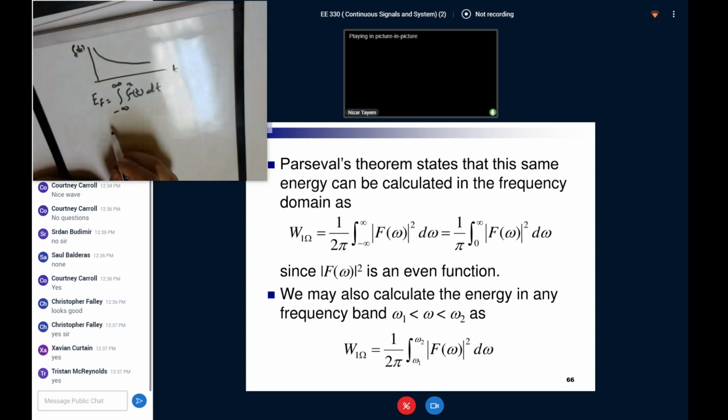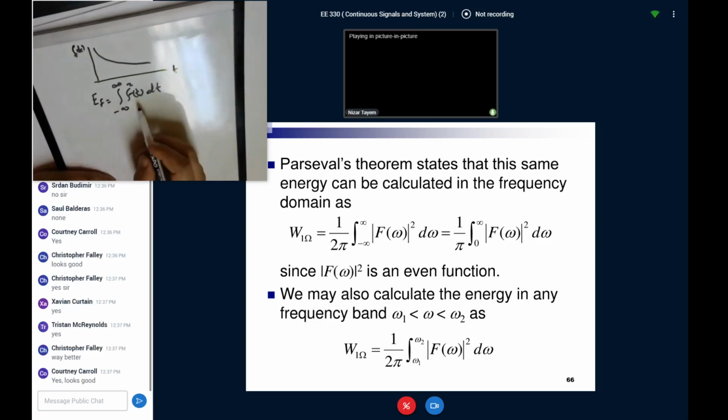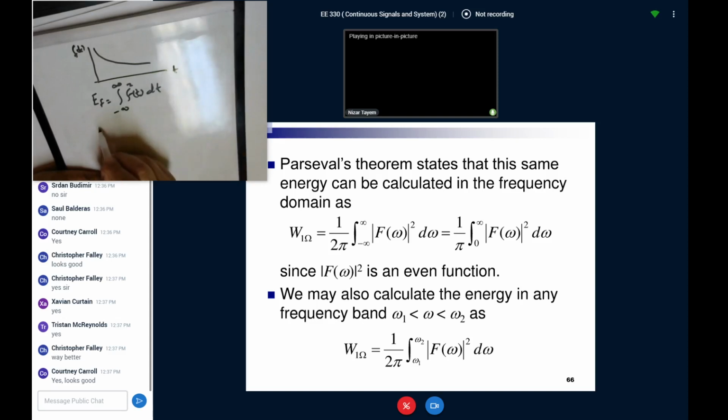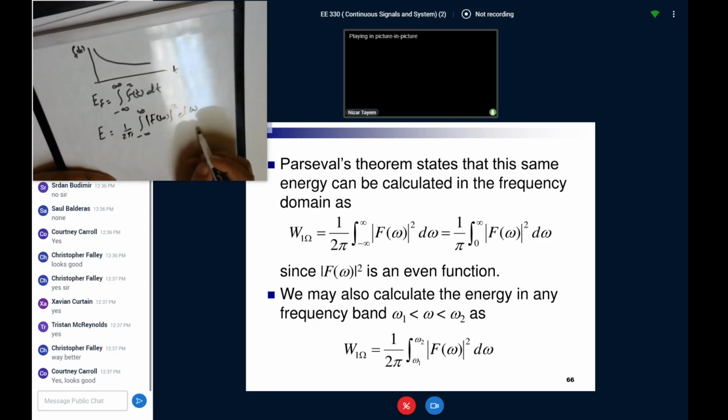Okay, very good. So if we know what is the function of the signal, simply we just substitute, we do the integral from minus infinity to infinity, f of t square dt. So then we can find out the energy of the signal. Another way to find the energy of the signal is using the frequency domain, which is energy is equal to 1 over 2 pi integral from minus infinity to infinity, f of omega magnitude square d omega. So I can use this formula to find the energy in the frequency domain.